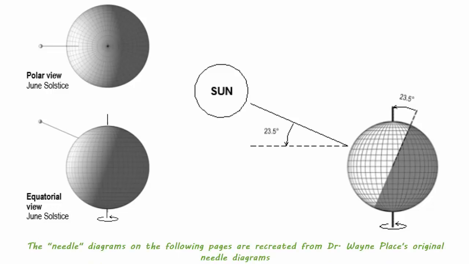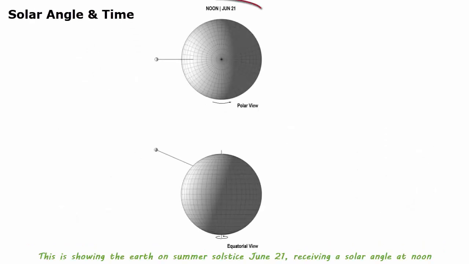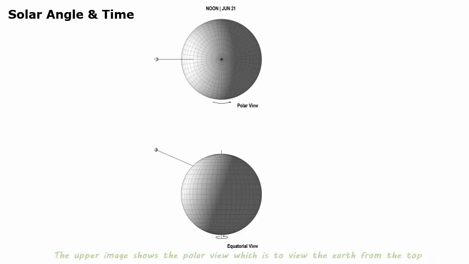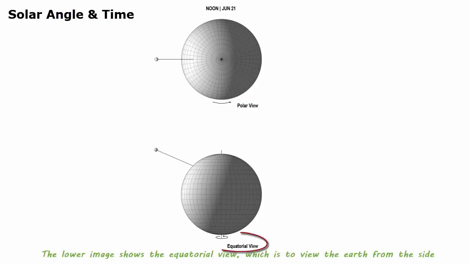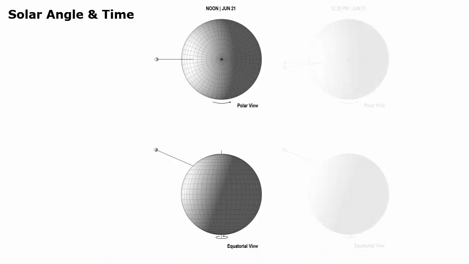The needle diagrams on the following pages are recreated from Dr. Wayne Place's original needle diagrams. This is showing the Earth on summer solstice on June 21st, receiving a solar angle at noon. The upper image shows the polar view, which is to view the Earth from the top. The lower image shows the equatorial view, which is to view the Earth from the side. On this summer solstice day, the sun ray is tilted by 23.5 degrees.